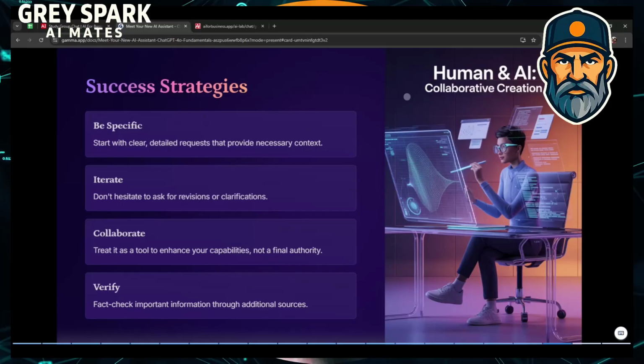Treat it as a collaborative tool, not as the final authority. Human judgment always needs to come into place, because it's not all-knowing. Even though it knows a lot of things, it's not all-knowing. And always, always, always fact-check important information through additional resources.